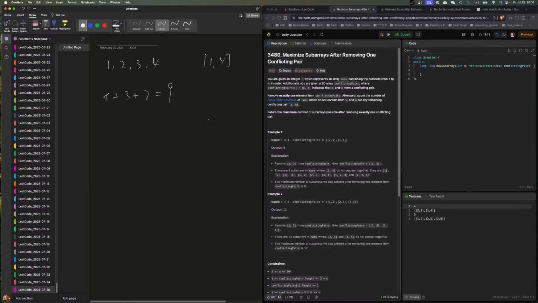So if we remove 1, 4, then we have 2, 3. Again, we have 4 of size 1. But then we don't have 3 of size 2, we only have 2. And we don't have this, we only have this, so we only have 1. And we don't have this. So this will give us 7. Therefore, the answer is 9.